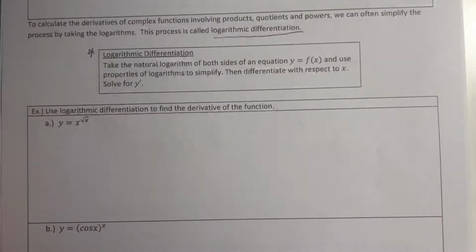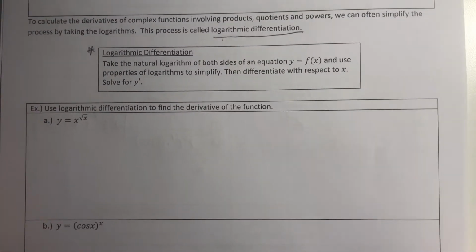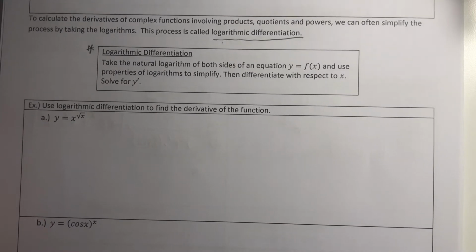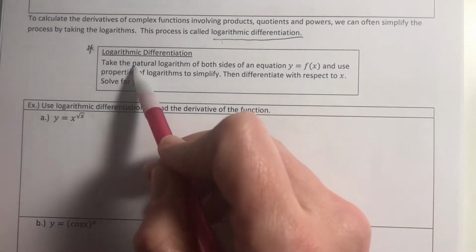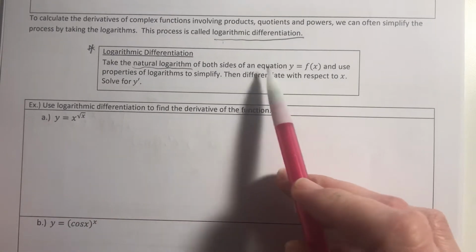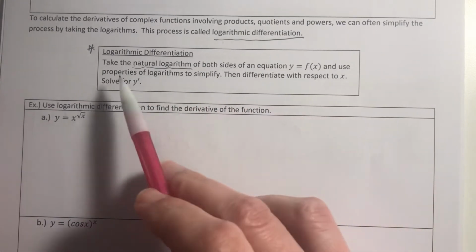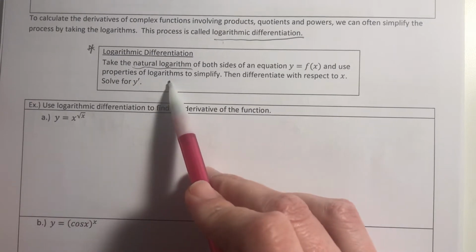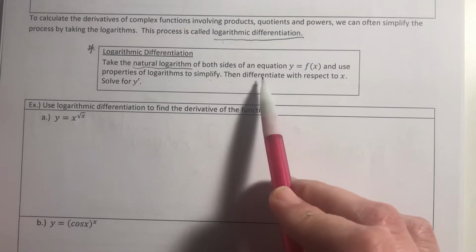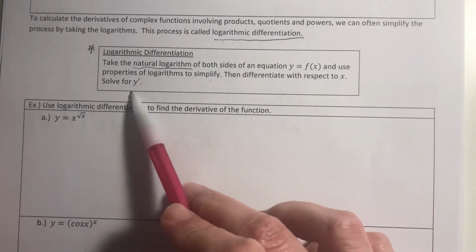So give that box a star there, definitely something we should know. And this says logarithmic differentiation. Take the natural log of both sides of an equation, so again on both sides of the equation, and use properties of logarithms, those are covered in chapter 1, to simplify. Then differentiate with respect to x to solve for y prime.